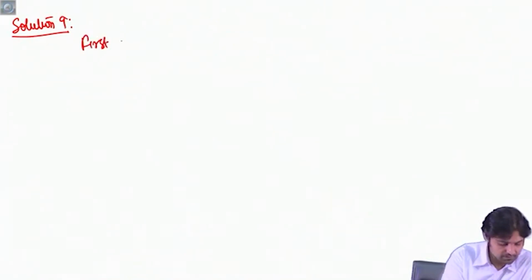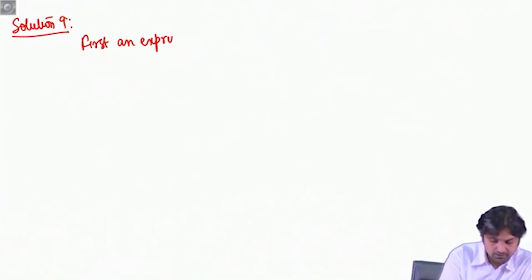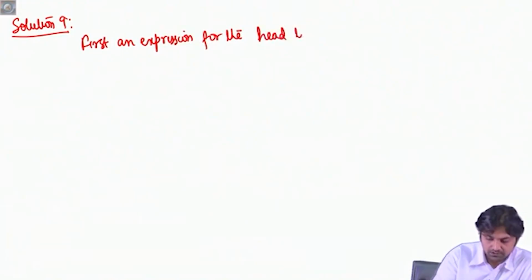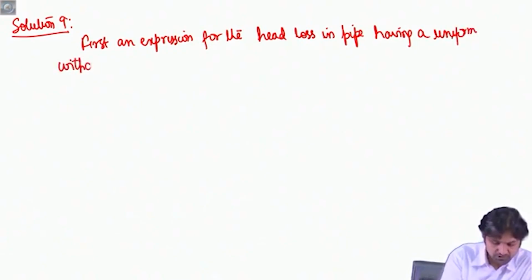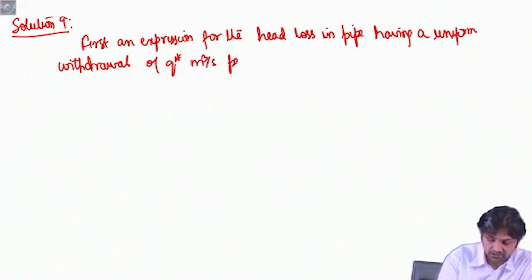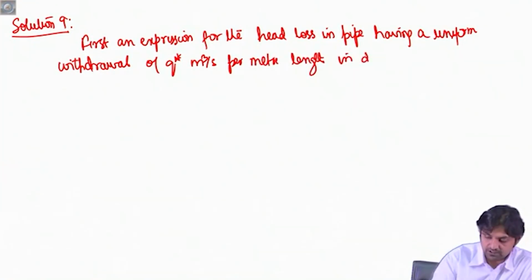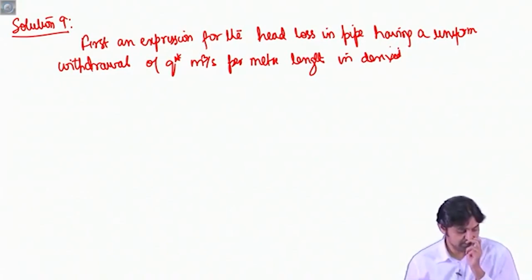So, first, an expression for the head loss in a pipe having a uniform withdrawal of Q star meter cube per second per meter length is derived, because it says the water is withdrawn by a series of pipes at a uniform rate.